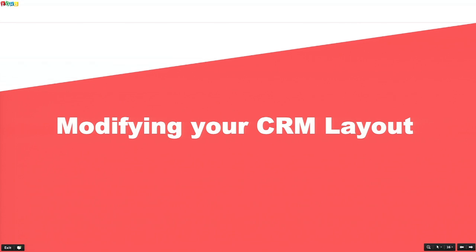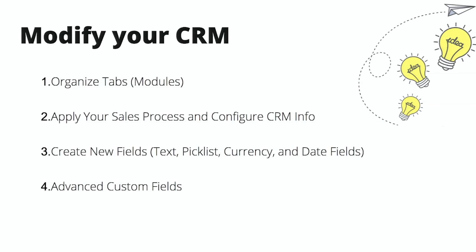But let's go on to the next. So now let's talk about some of the things that might apply from Vijay's presentation. So modifying your CRM layout, customizing it for your own business operation. Okay, so the first and most important thing here is organizing the tabs, the ones that you see at the top. Leads, contacts, accounts, potentials, some of the other ones that you might see.